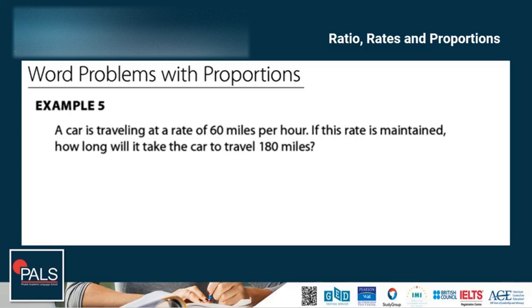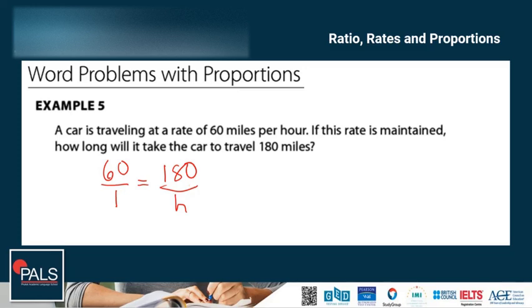There are many real-life applications of proportions, and this can show up in word problems on the GED test. Let's look at some examples. Example 5. A car is traveling at a rate of 60 miles per hour. If this rate is maintained, how long will it take the car to travel 180 miles? So first, set up the proportion. 60 per hour, so 60 is to 1 is equal to 180 is to h. H represents hours.